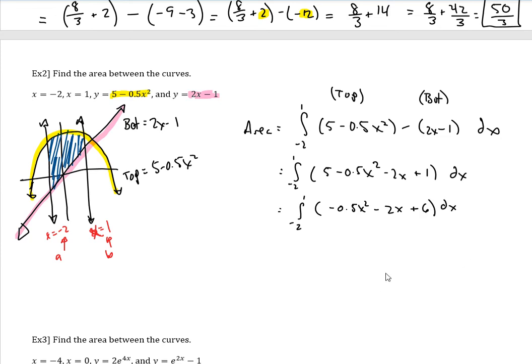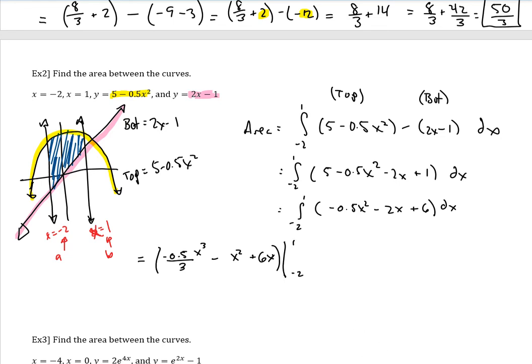And now we can do the antiderivative. Let's put it over here because, again, room is an issue. So now I'm doing the antiderivative. We'll go to -0.5x cubed divided by 3. That's the power rule on the first one. And then we'll have minus, it will be just x squared. The antiderivative of -2x is -x squared. You can always do a quick check with the derivative. These are working. And then the antiderivative of 6 is 6x. And then we've got our parentheses and a vertical bar, -2, 1.